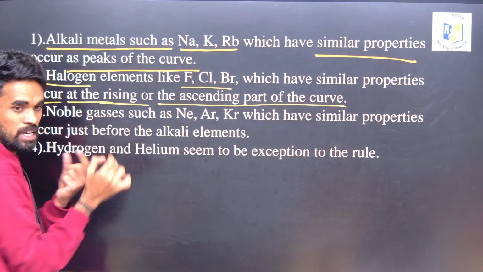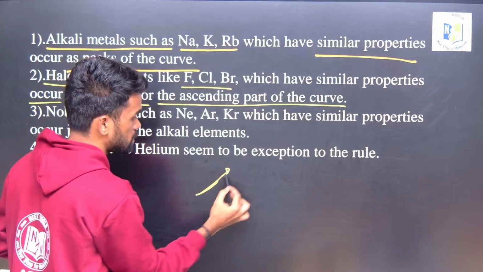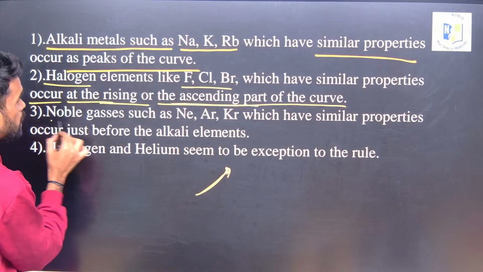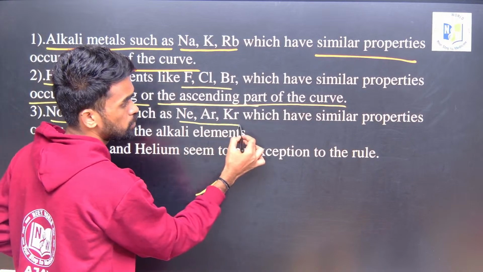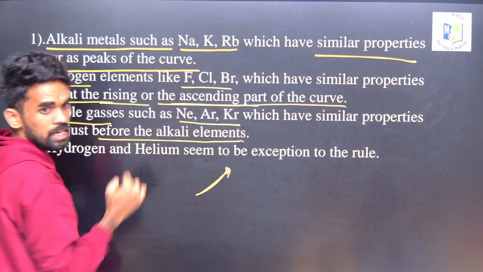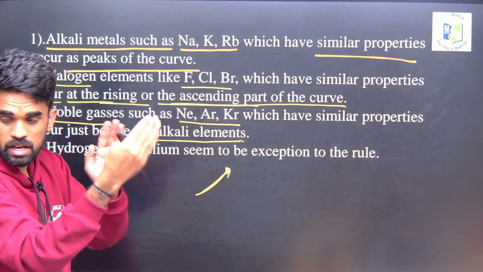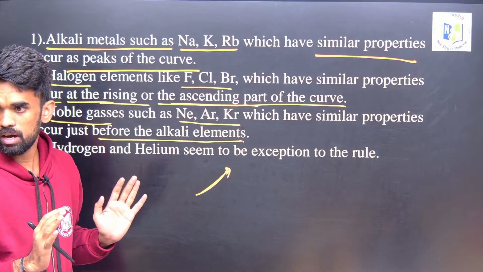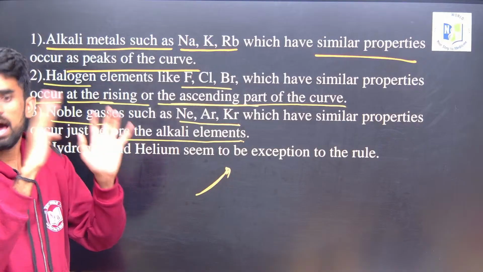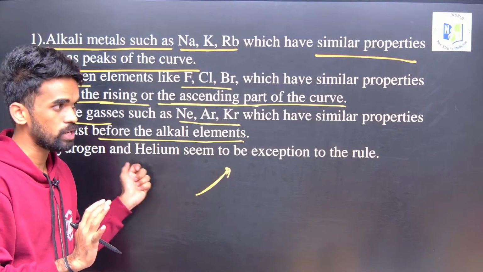Rising or ascending means small to big, so this is on the ascending part of the curve. Next, noble gases such as neon, argon, krypton, which have similar properties, are just before alkali metals, or just after halogens, or in between halogens and alkali metals. You can remember these terms.